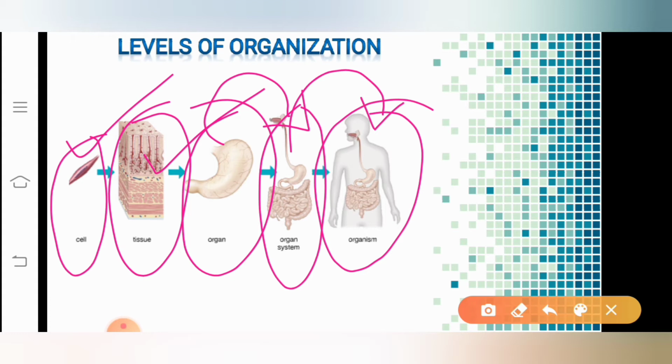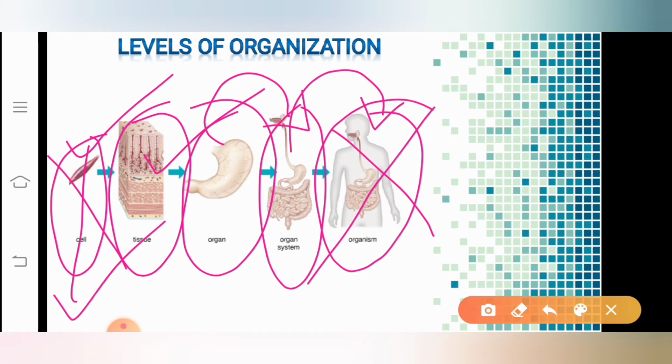Correct? And if we have to understand the cells, they are the base for everything. If there are no cells, then there will be no organism. The basic thing is the cell. The cell is creating everything. It is creating tissues, organs, to form the organ system, and finally an organism. So if there are no cells, then there are no organisms.